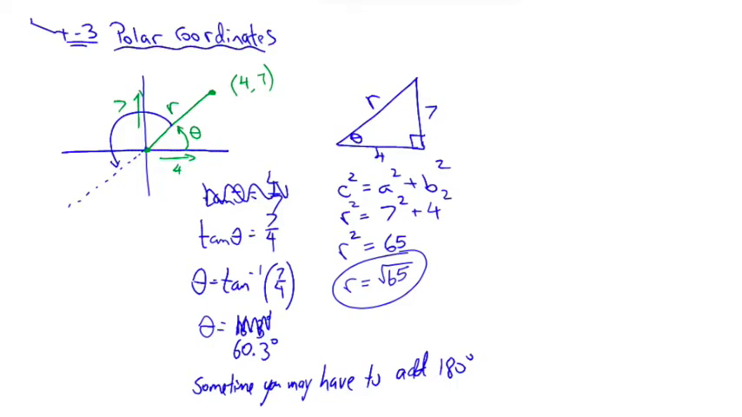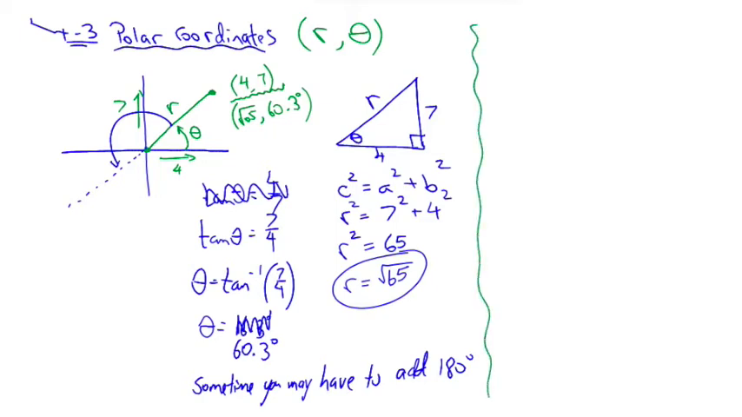So another way of labeling this point is the square root of 65, comma, 60.3 degrees. You say your radius first and theta second: r, theta. When we're talking about polar coordinates, we're going to be doing r, theta. Technically, theta should be in radians, but we'll allow for degrees for now. It's going to stay in degrees, including on the test.